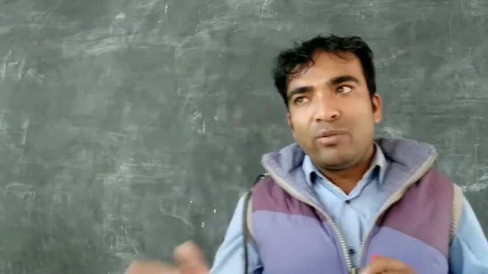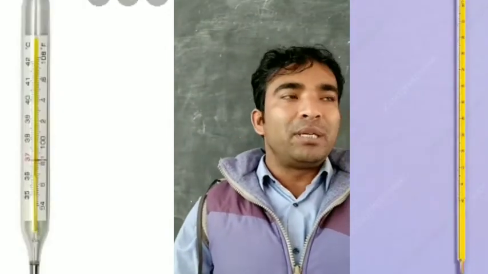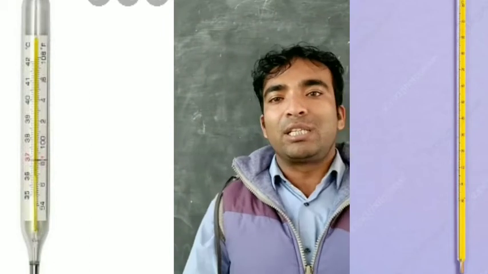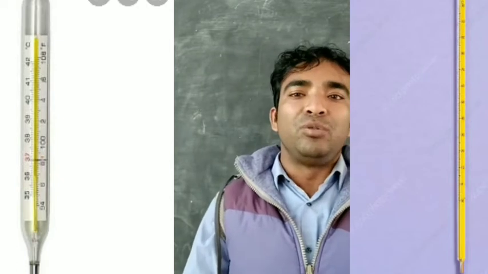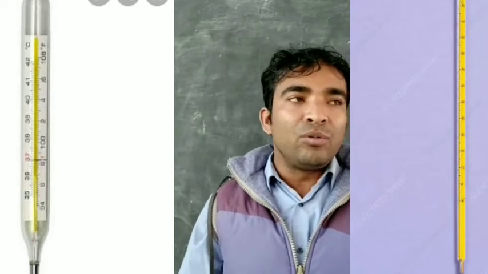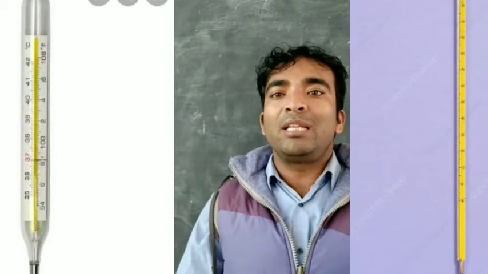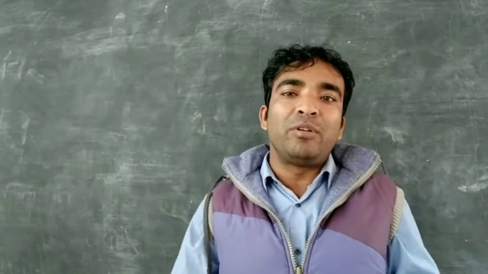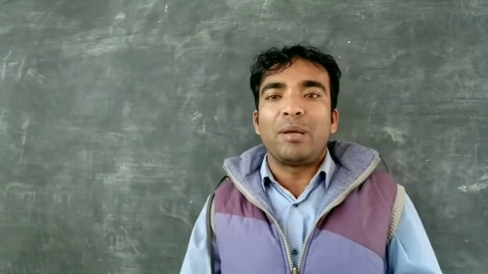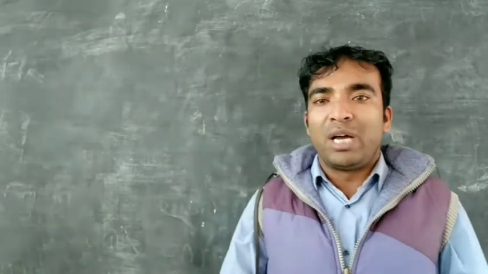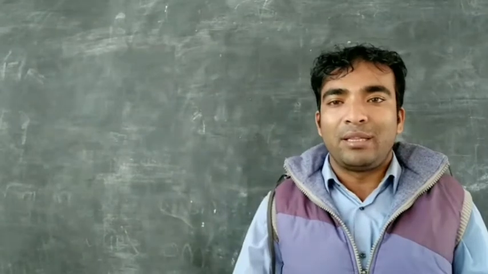Now when we discuss the laboratory thermometer and the clinical thermometer, we have to remember that the similarities between them are: in both thermometers, mercury is used as an indicator. Both thermometers are made up of a narrow glass tube. Another one is that in both thermometers, in the body of the thermometer, the scale is drawn. That is, the measurement of the temperature is drawn in the body of the thermometer. So these are the similarities between the laboratory thermometer and the clinical thermometer.